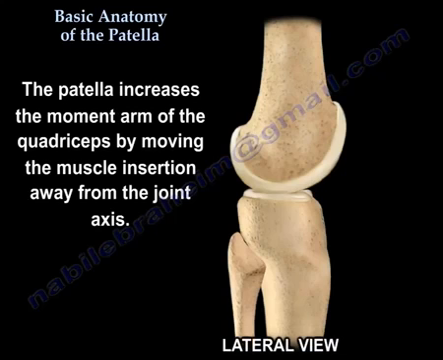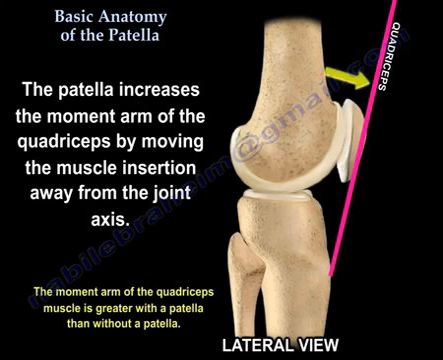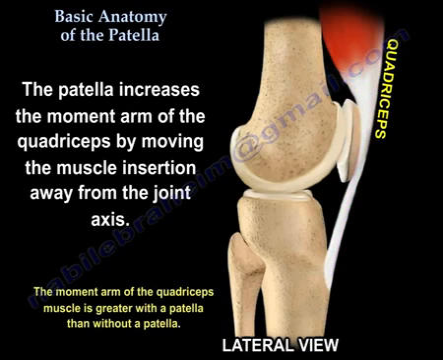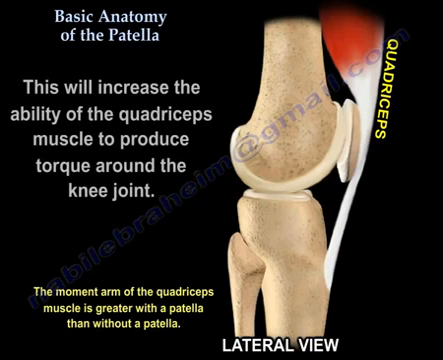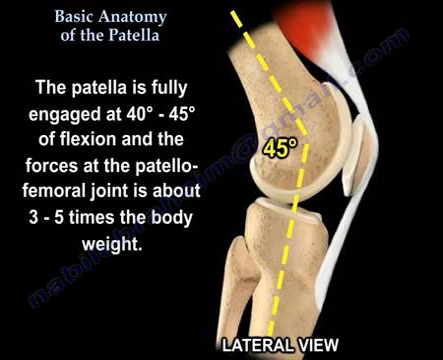The patella increases the moment arm of the quadriceps by moving the muscle insertion away from the joint axis. This will increase the ability of the quadriceps to produce torque around the knee joint. The patella is fully engaged at 40 to 45 degrees of flexion, and the force at the patellofemoral joint is about 3 to 5 times the body weight.